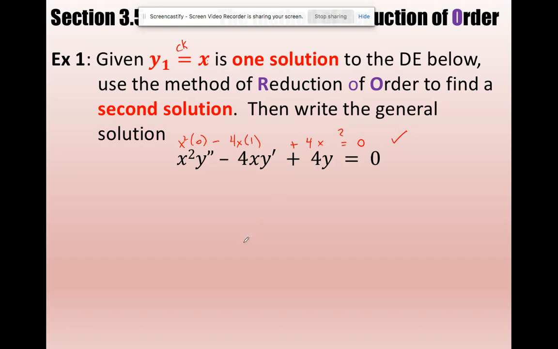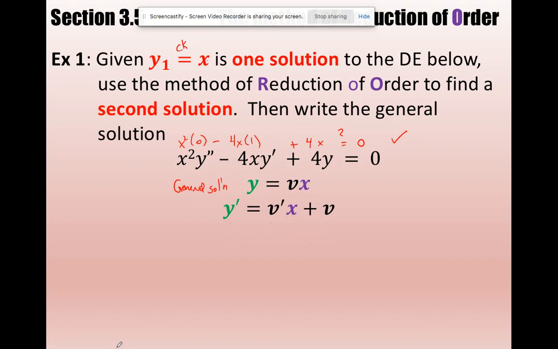Let's use the reduction of order method to find the second. Then we're going to write our general solution. So we are going to say, first, let our general solution be y is equal to some v times our original.